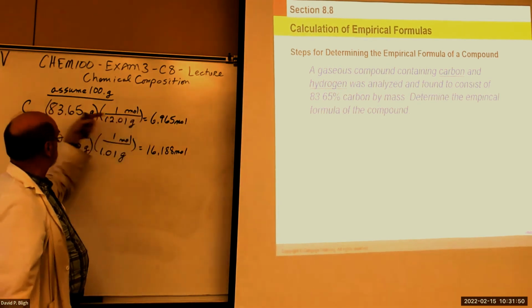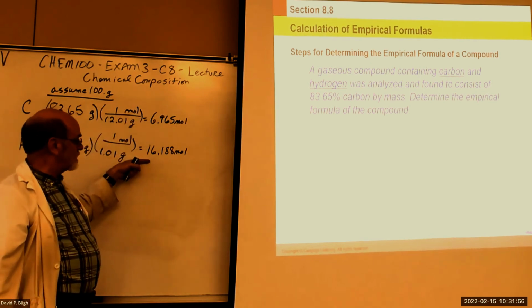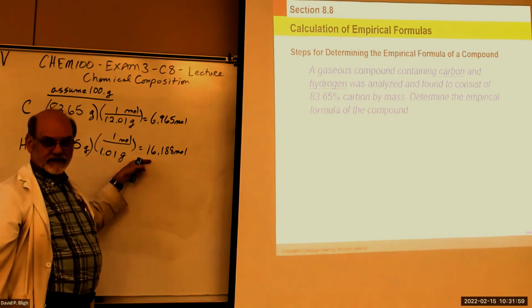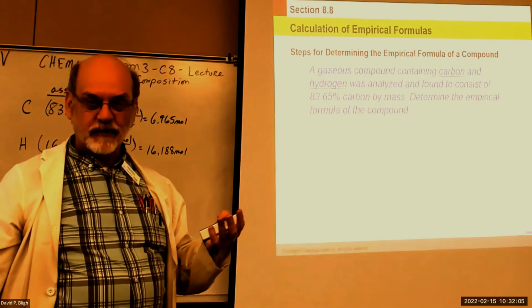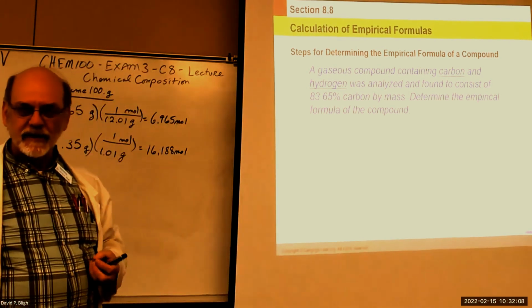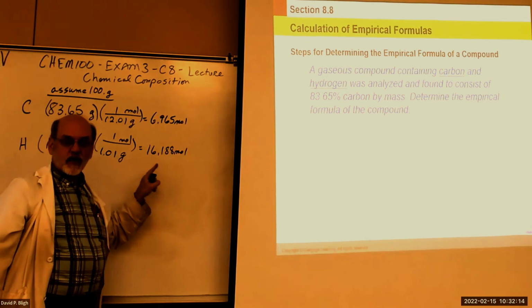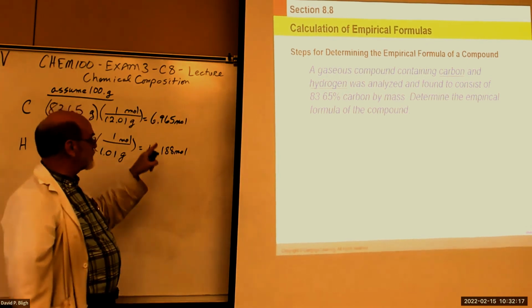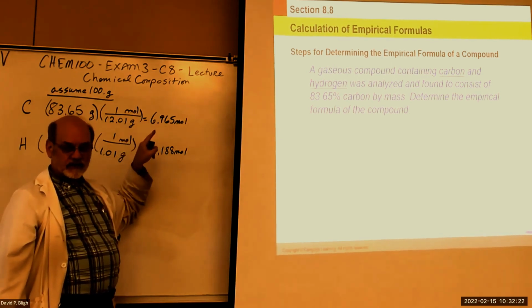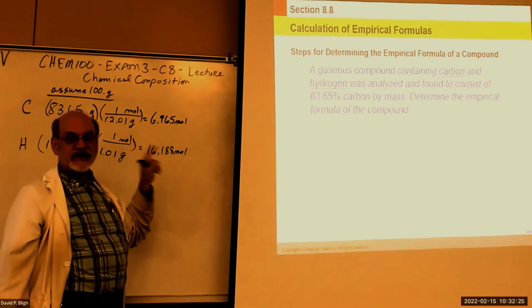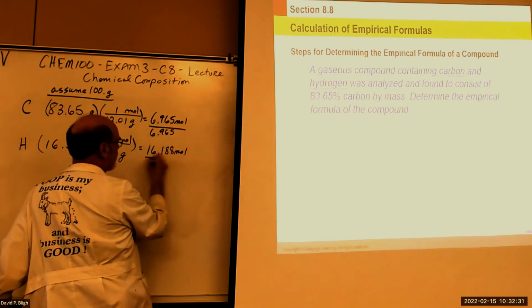But this is the molar ratio of carbon to hydrogen. 6.965 moles of carbon for every 16.188 moles of hydrogen. Well, the subscripts in the formula are never fractional numbers. They have to be whole numbers. So we need a ratio. We have established the ratio as this to this. So mathematically speaking, if I do the same thing to this one as I do to that one, then the ratio is still preserved. Let's say we divide both of them through by the same number. Let's divide this one through by 6.965 and divide this one through by 6.965.